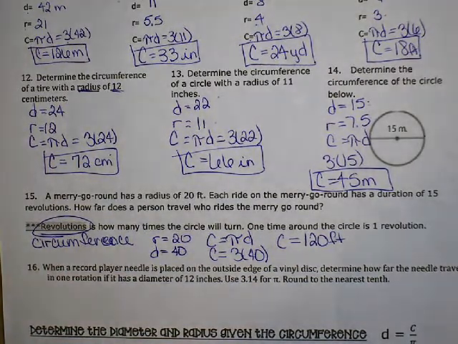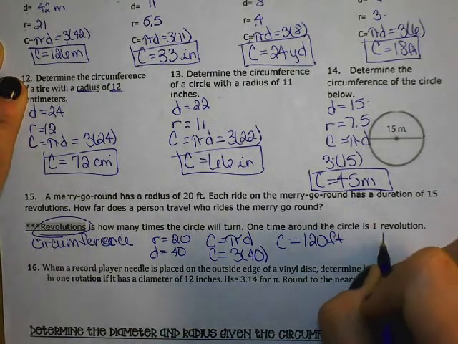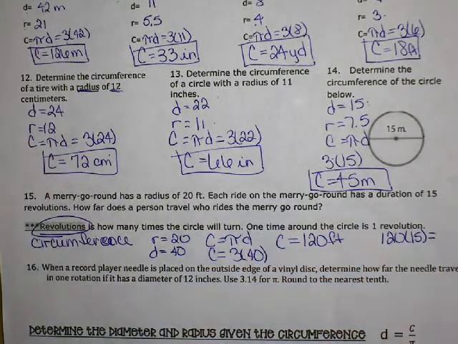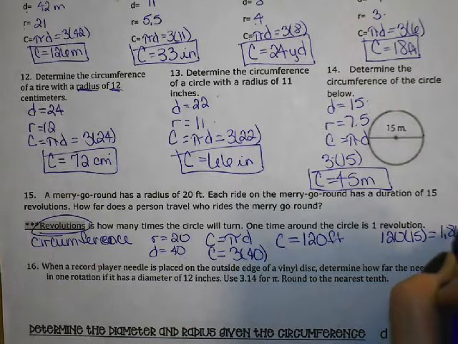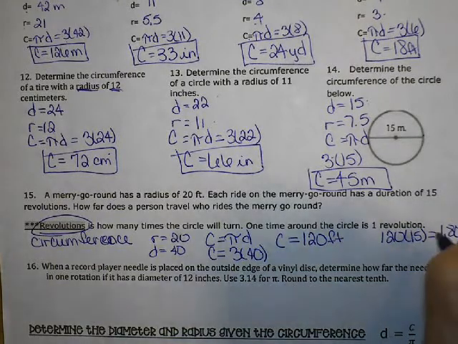Now, is this the final answer? No. Why not? Very good. It does ask us to find out how far they would travel if they did 15 revolutions. The 15 revolutions means I need to take 120 times 15 to determine the total distance that they travel on a merry-go-round. They would travel a total of 1,800 feet.